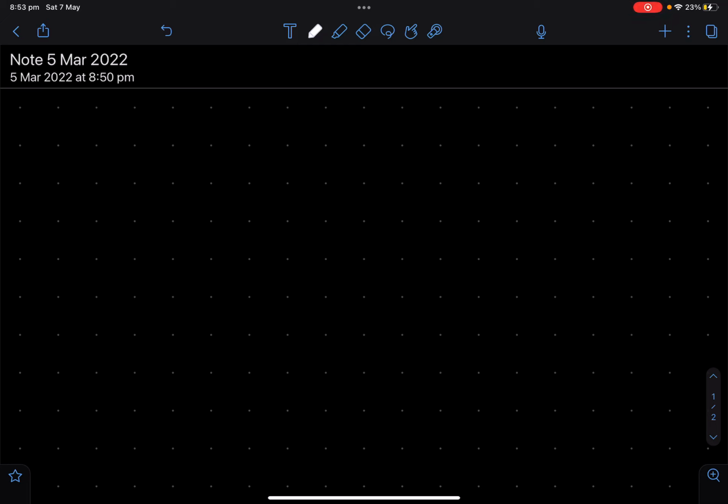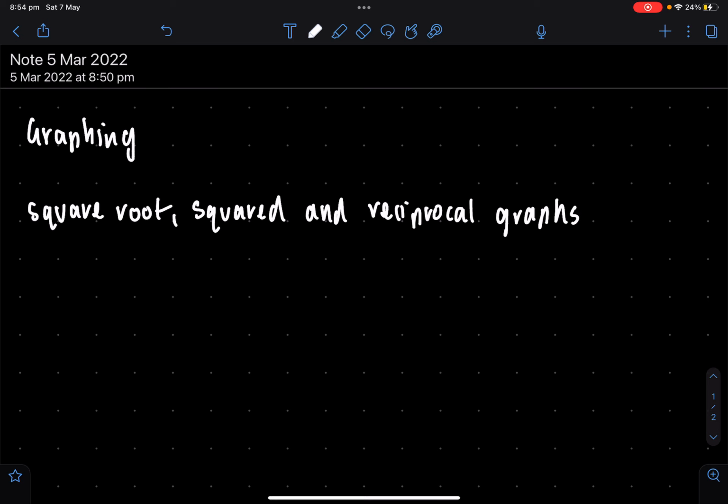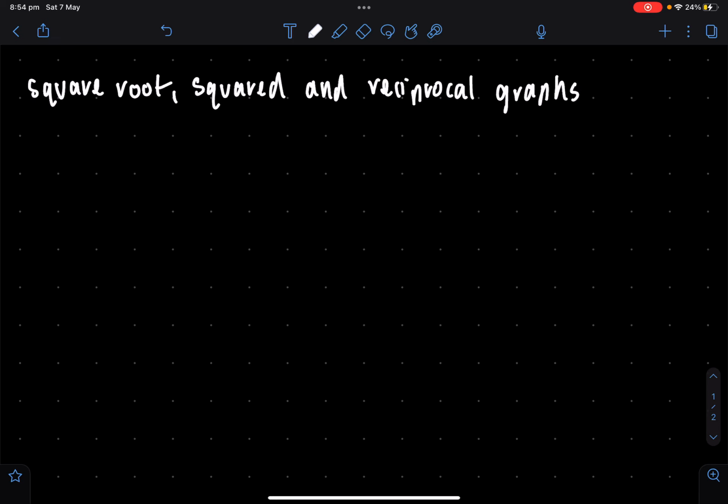Alright, today we're going to be focusing on graphing, which is another important part of the exam. We're mainly focusing on square root graphs, squared graphs, and reciprocal graphs. These are the three main graphs we're focusing on, and let's get started.